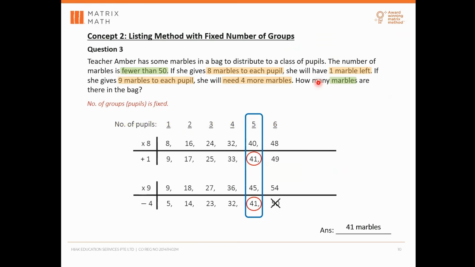Okay? So, how many marbles are there in the bag? This is the answer. Now, what if the question asks, how many pupils are there? What would the answer be then? Any idea? If the question asks, how many pupils are there? What do you think is the answer? It's not 41, because 41 is the marbles. How many pupils? Anyone? 5? Yes, it will be 5. Then you'll follow this number instead.